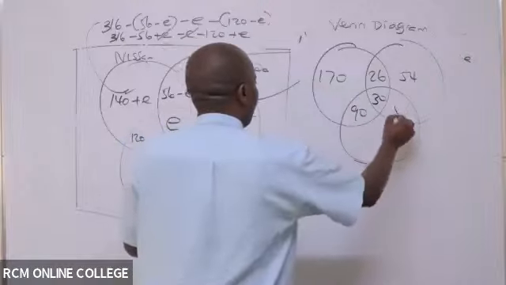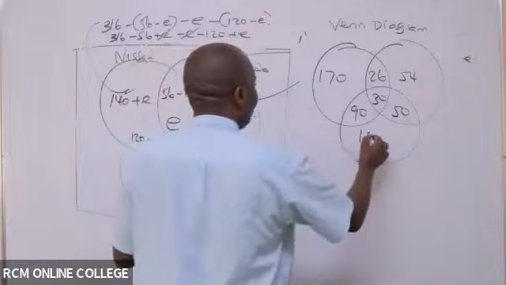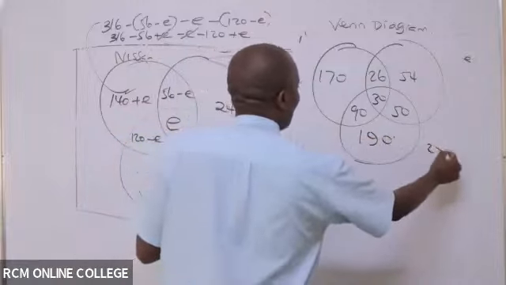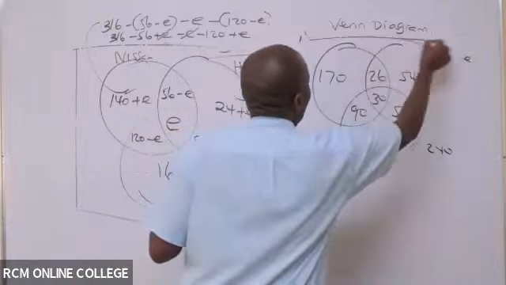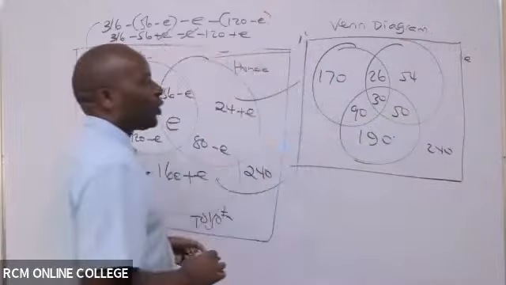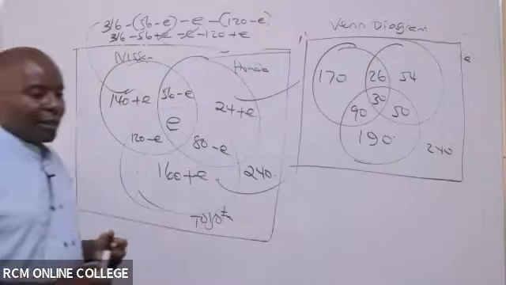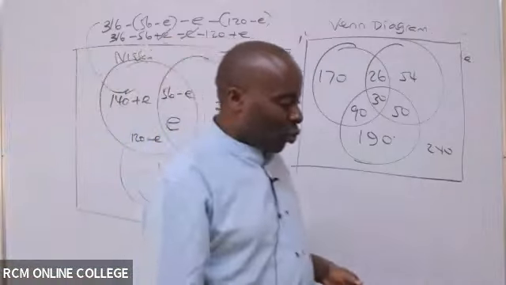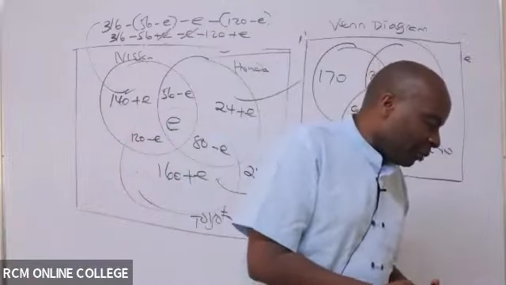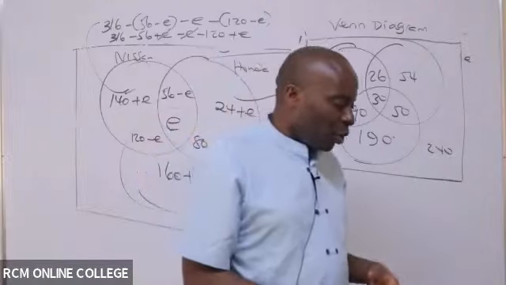This is 50. This is 190. This is 240. So that is the end of your presentation of the Venn diagram. Number one is finished. Now you can go to number two. Present the above information in the form of a Venn diagram. That now we have done very well. We go to number two.